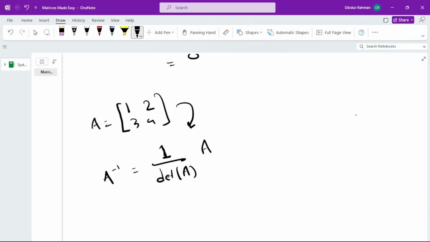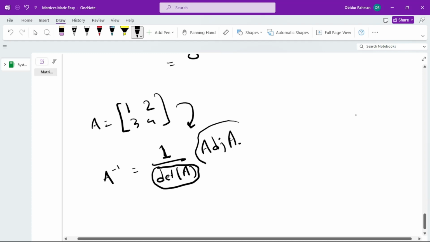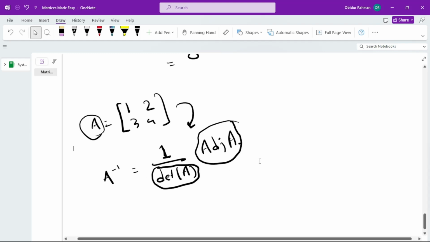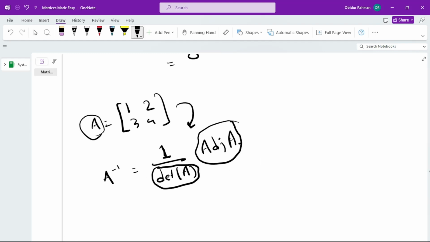Then you calculate the adjoint of the A matrix. See, we know how to calculate the determinants. We don't know how to calculate the adjoints of A. Is it adjoints? Whatever, ADJ. So how do we do it? It's really easy if you're doing a 2 by 2 matrix.